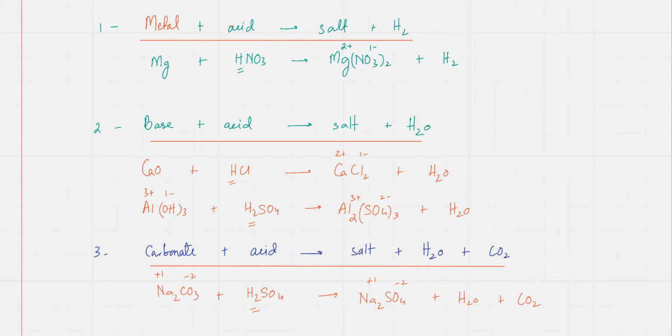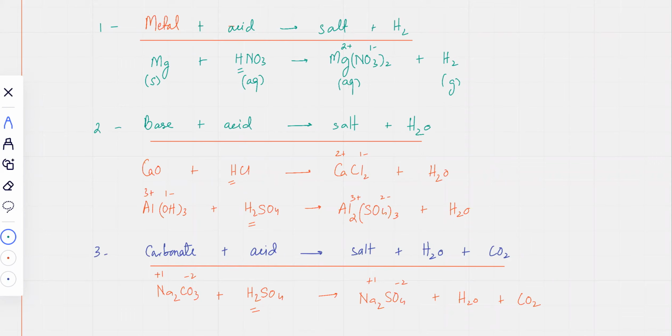So now what we're going to do is we're going to learn about solubility. We need to write the states. As an example, I'll just write the states. I mean, this is solid, this is aqueous, and this is aqueous, and H2 is a gas. Now, what does aqueous mean? Aqueous means that it's dissolved in water. So, like if you have table salt, NaCl, that's dissolved in water, that's aqueous state.